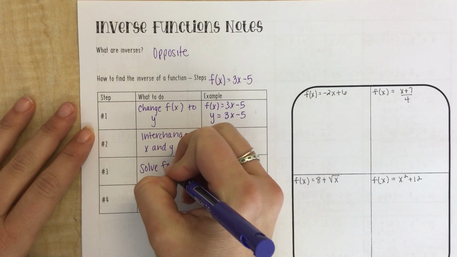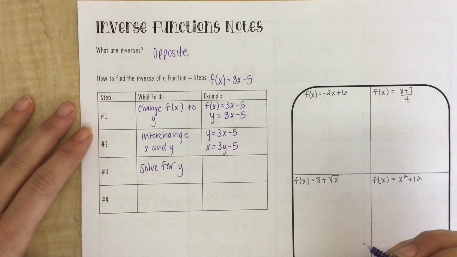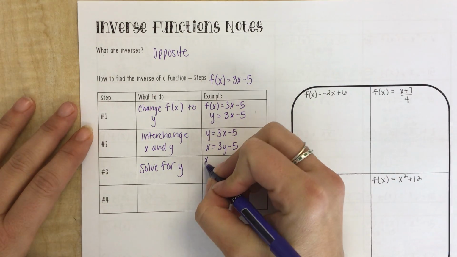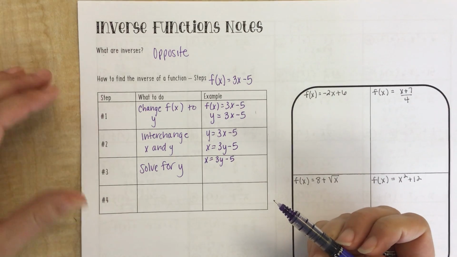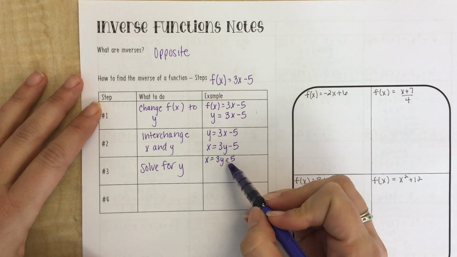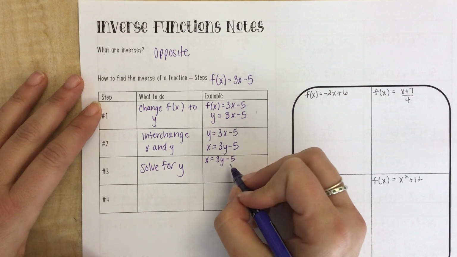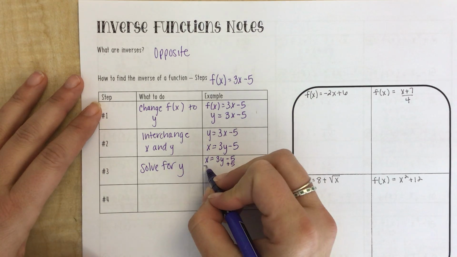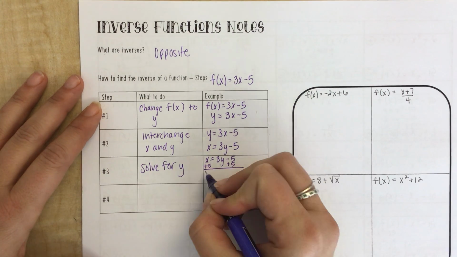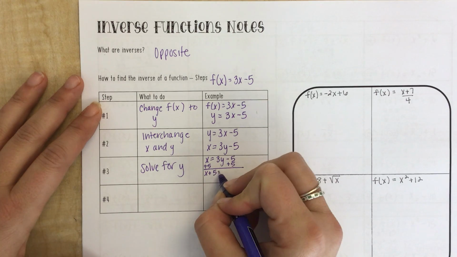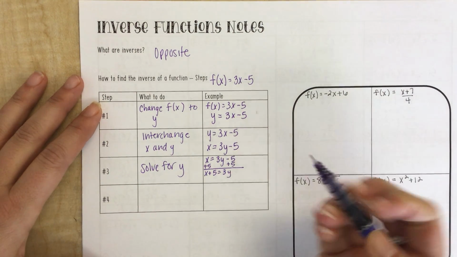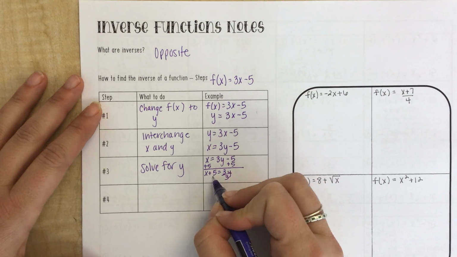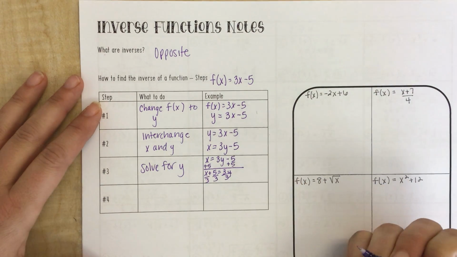we're going to solve for y. So we want to get y all by itself. This is just basic algebra work, using opposite operations. So I first want to get rid of this minus 5, so I'm going to add 5 to both sides to start. So I have x plus 5 equals 3y. Again, I'm trying to get y by itself, so I'm going to divide everything by 3.